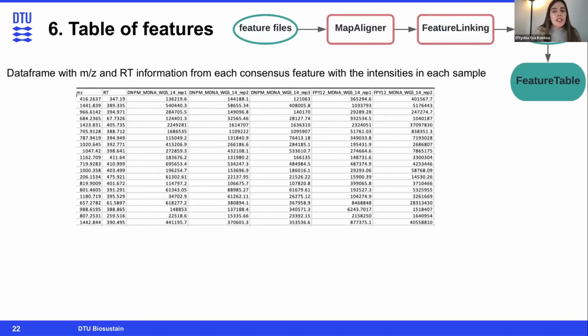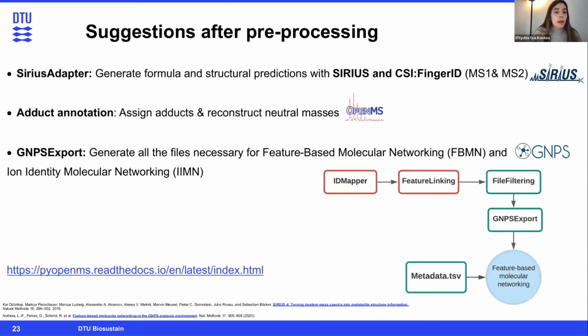A few suggestions after pre-processing that I'm also using in my workflow. First of all, you can add those feature files in Sirius Adapter. It's just a wrapper of the Sirius algorithm in OpenMS. I just want to remind you that in the previous Mass Spec seminar, we had Kai Dührkop, from the Böcker lab, who presented Sirius and CSI:FingerID. For untargeted metabolomics, those tools are really, really helpful because they generate formula and structural predictions. And actually, Sirius formula predictions, at least for my data, are around 80% on point.